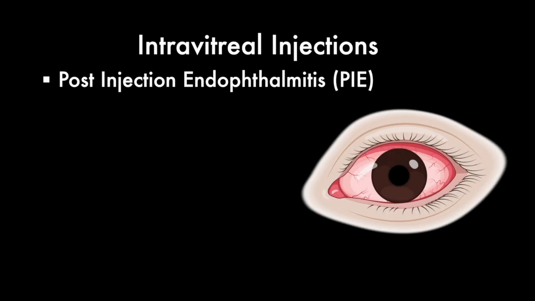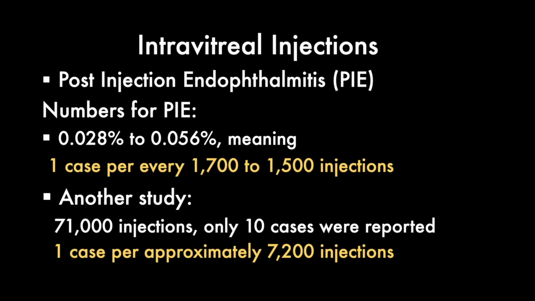The whole technique is mainly focused on preventing one of the most important complications, which is post-injection endophthalmitis. Various meta-analyses have provided different numbers. For example, in more recent studies, the incidence of post-injection endophthalmitis was 1 case per 1,700 to 1,500 injections. A more recent study found that out of 71,000 injections, only 10 cases were reported, which means approximately 1 case per 7,200 injections, which is very low. I will leave the link of these articles in the video description so you can check it out.